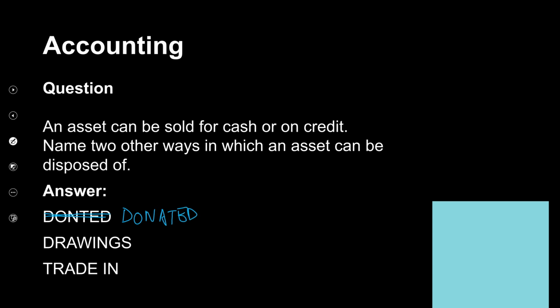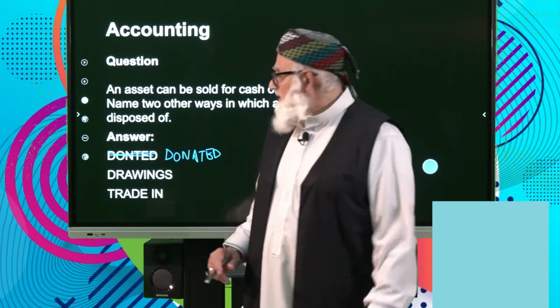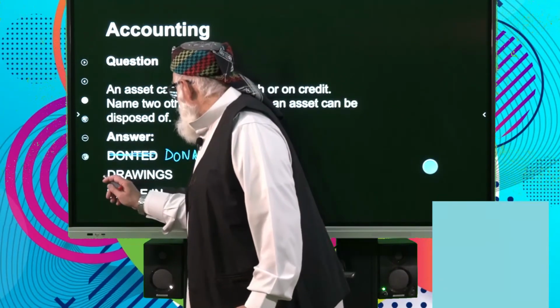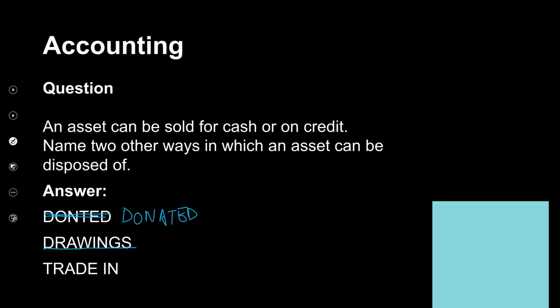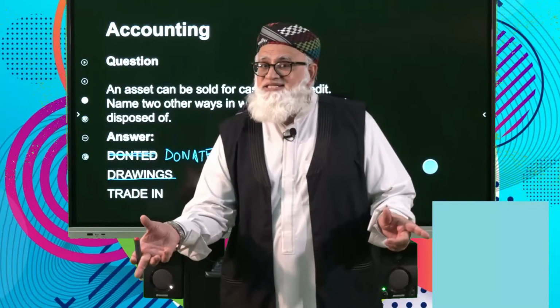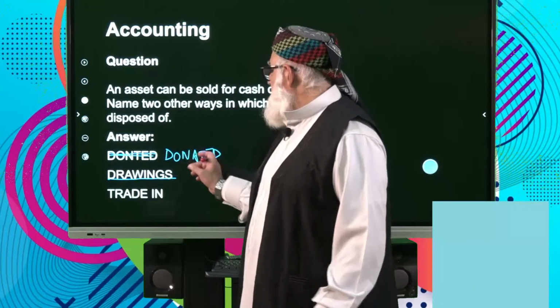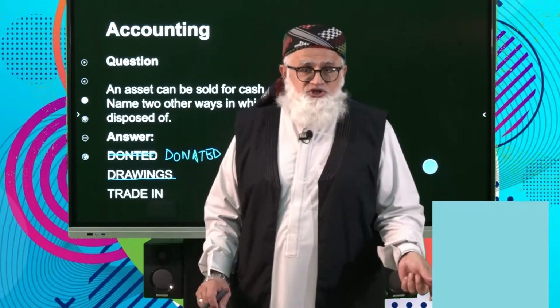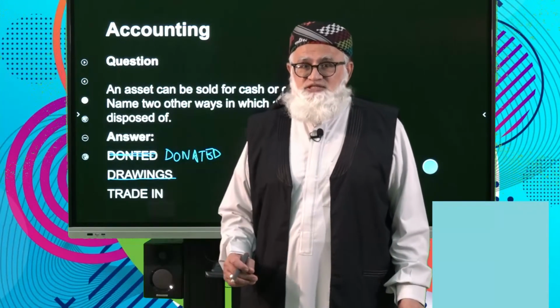In other words, like the example that we had where the asset was donated to the local children's home, that's one way of disposing of the asset. Another one, drawings. That means the owner can take it for personal use. Obviously, remember the double entry, debit drawings, credit asset disposal. What was the story with the donations? Debit donations, credit asset disposal.